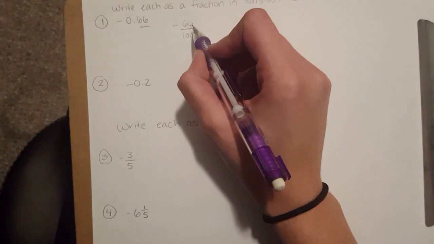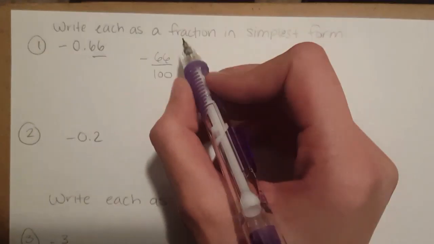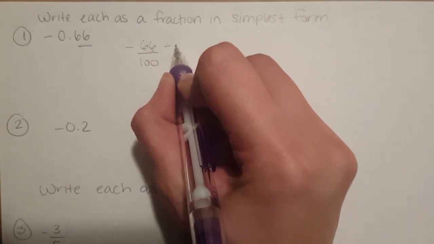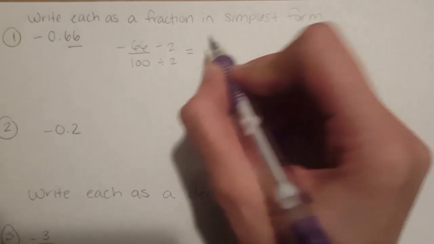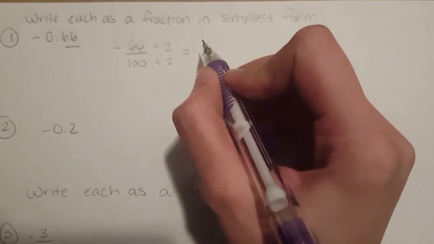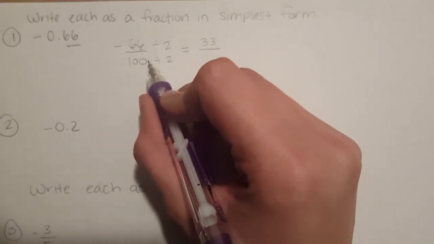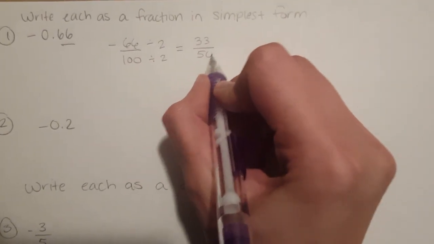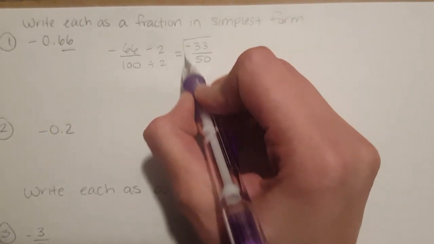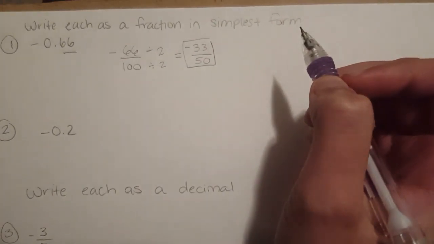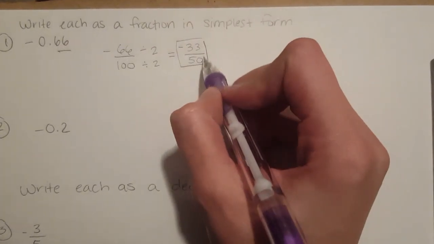Now, I have to simplify this. Both of these numbers are even numbers, okay? So I'm actually going to divide by 2. Okay, so 66 divided by 2, half of 66 is 33. And half of 100 would be 50. Make sure that you bring your negative sign back over here. Don't forget that, because otherwise you would get the problem wrong. Okay, so the answer you should have gotten is negative 33 over 50.